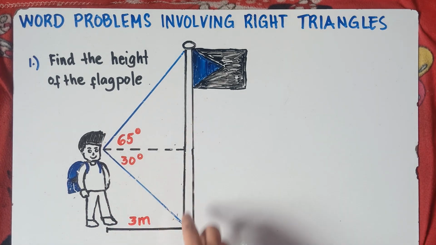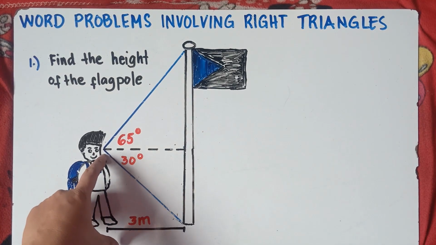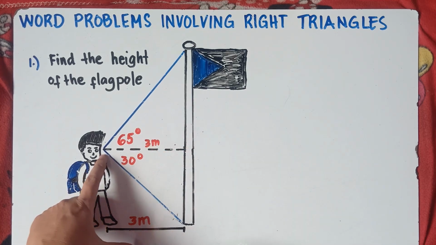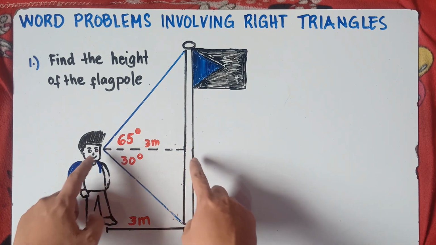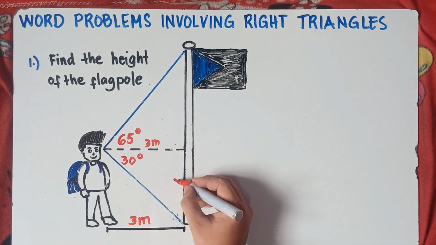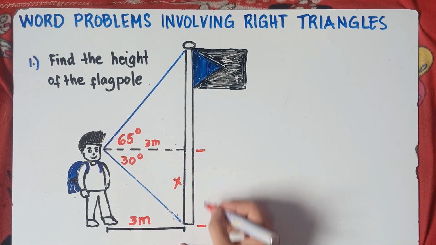The distance from the flagpole to this buoy is 3 meters. Therefore, if this is 3 meters, this is also 3 meters. So this one is also 3 meters. The horizontal line of sight, the horizontal line, is also 3 meters because this line is congruent to this line. And we're told to find this height. Let's find this one first. So let's label this one as x. Let's find this height. Alright, that's the height right here.